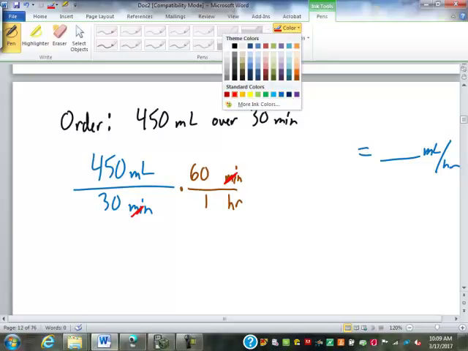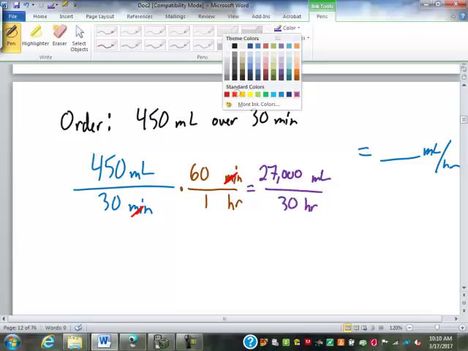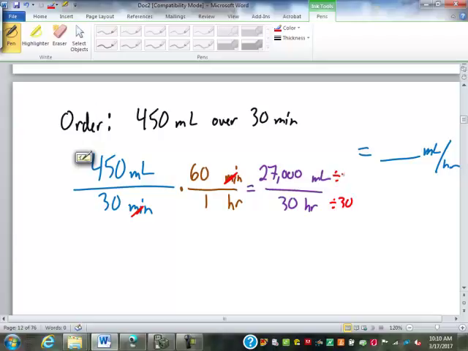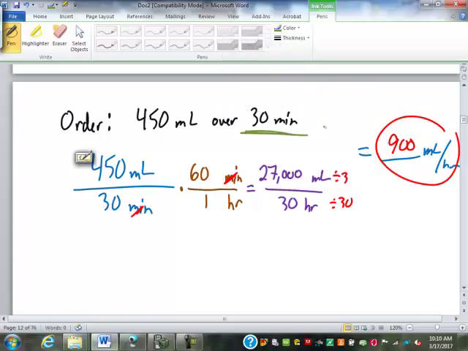The minutes were on bottom, that's why they had to go on top over here. Personally, I would cross cancel the 30 and 60, but you don't have to. So we have 450 times 60 in this case. What is that, 27,000, I believe? Milliliters. 30 times 1 hour is 30 hours. And it's just a matter of dividing out the 30. Comes to 900 milliliters per hour. Now, of course, if you saw that 30 minutes was just half an hour, you can just double the 450. That is fine.